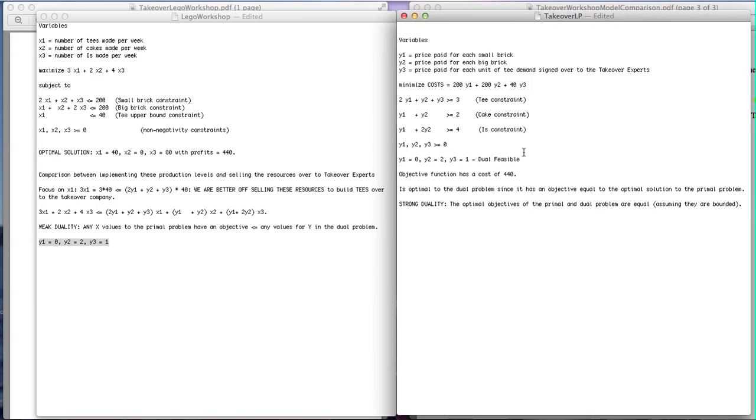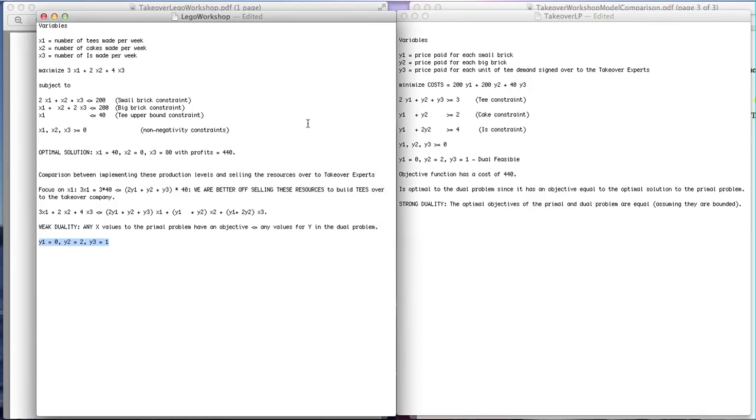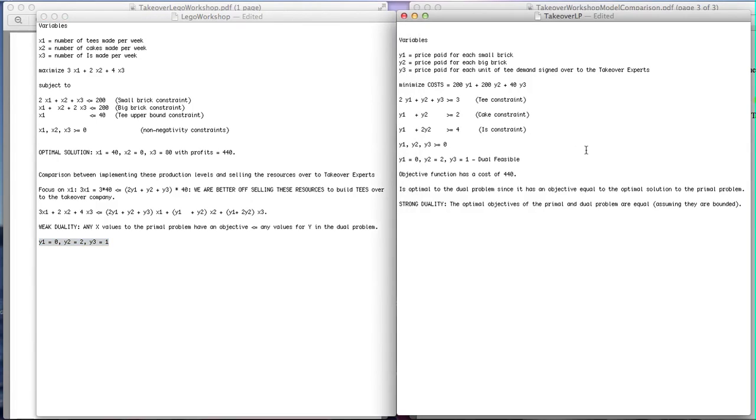There's a nice connection between using the simplex method to solve the Lego workshop example and the dual variables of the takeover LP. But that's another discussion.